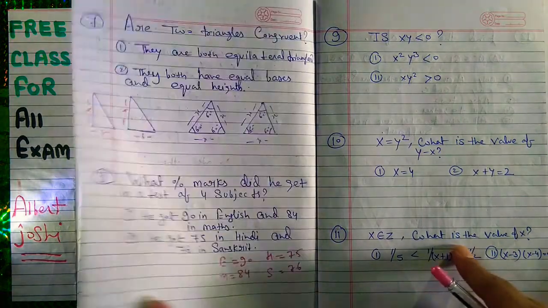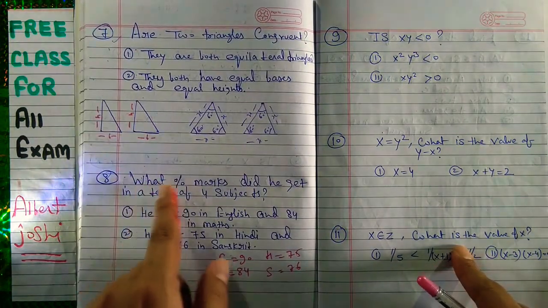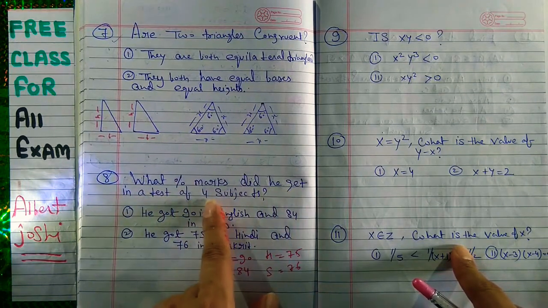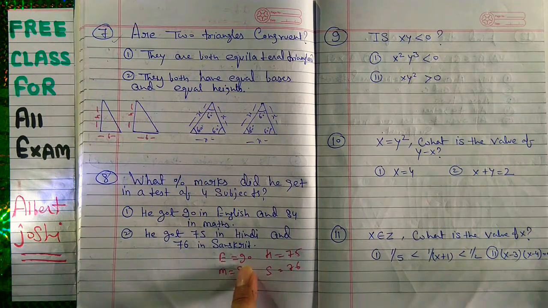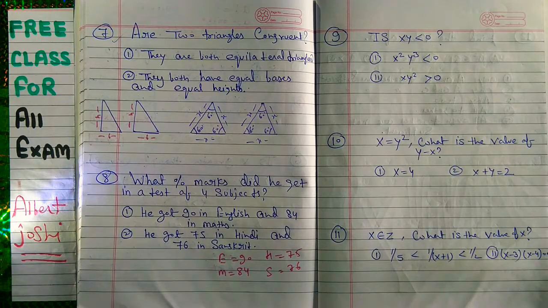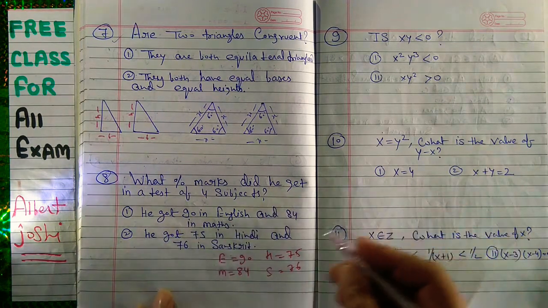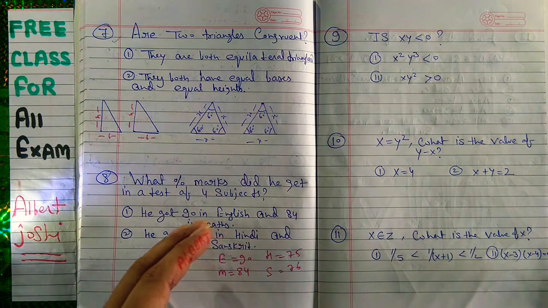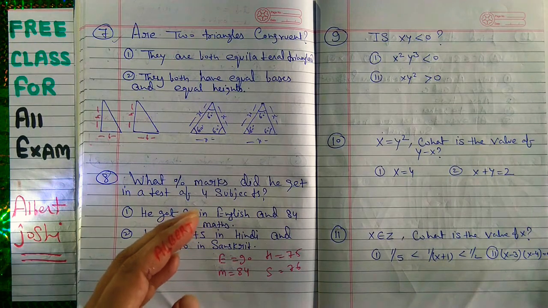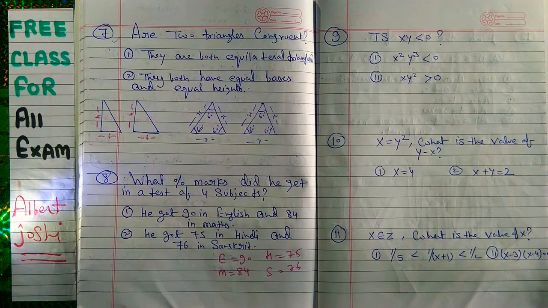But he is asking what percentage marks he got in a test of 4 subjects. Okay, no problem, but he has not given us the total marks per subject. From both statements we get the marks of the student, but nothing is mentioned about the highest marks of any subject. So we cannot answer the question at all.